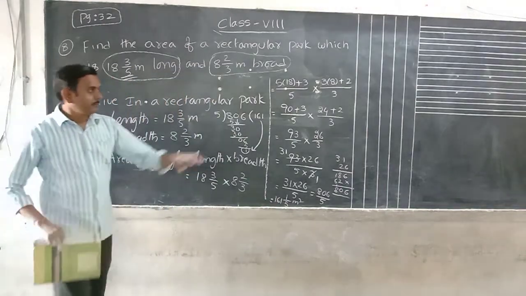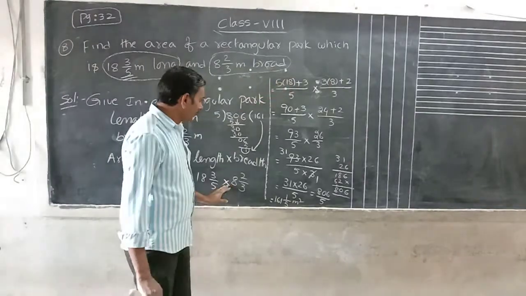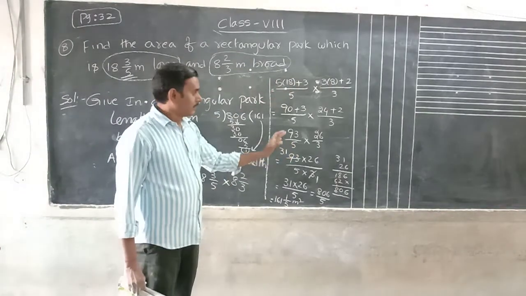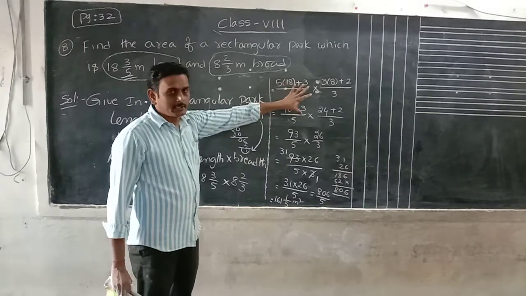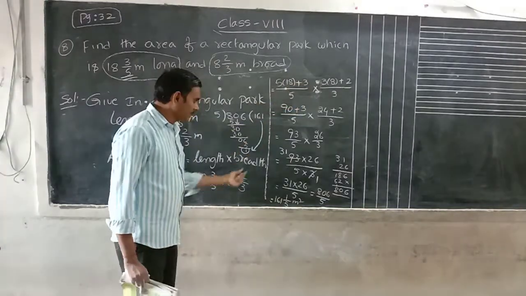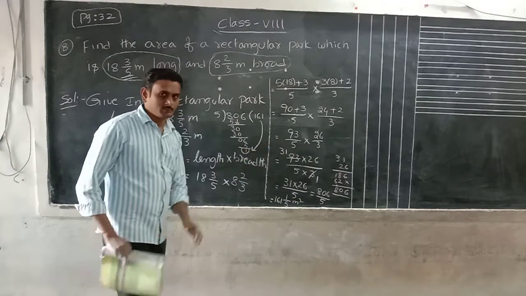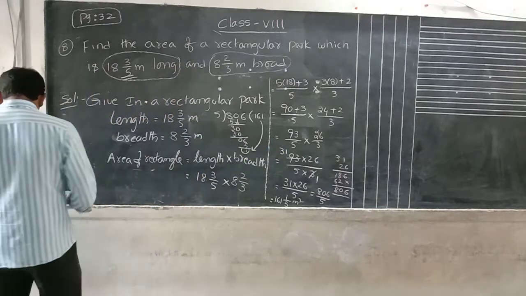Without doing these steps, by following this one we can write this also, no problem. This is for understanding purpose I am saying. Without writing these two steps also, from this step to this step we can write directly. Okay, no problem. Next question.